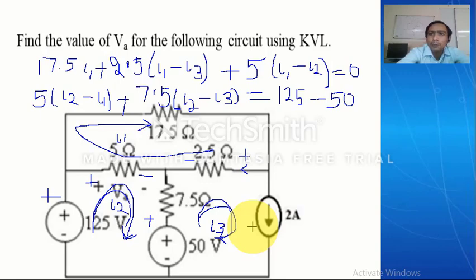Now, as in the problem, it is asking to find the value of VA. So VA is what? VA is 5 times I2 minus I1. Clear from using Ohm's law. The current in this resistor will be I2 minus I1 and the resistance value is 5 ohm. So VA is equal to 5 times I2 minus I1. I have calculated the value of I2 and I1, so I will subtract them, multiply by 5, and I will get the value of VA. So in next lecture we will do more numericals, and then we will start other network theorems like superposition theorem, Thevenin theorem. Thank you.